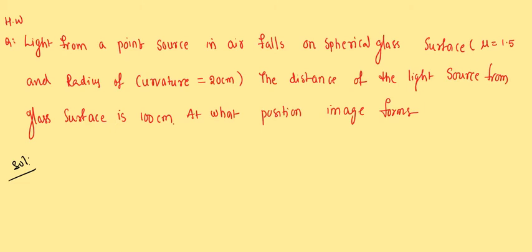Look at this. Light from a point source, this is the homework for you. Light from a point source in air falls on a spherical surface. There is a point source from which light starts, and that is in air. That means the object is in air, right? It is incident on a spherical surface with refractive index 1.5 and radius of curvature 20 centimeters. The distance of the light source from the glass surface is 100 centimeters. At what position does the image form? We have to find the image position.